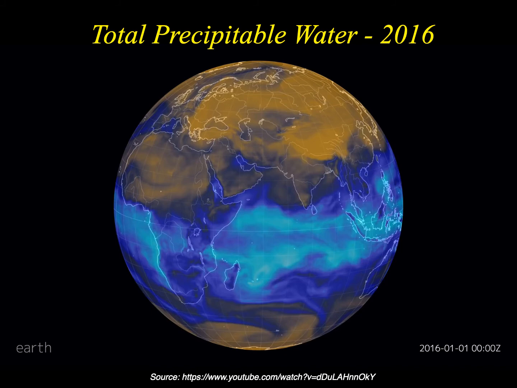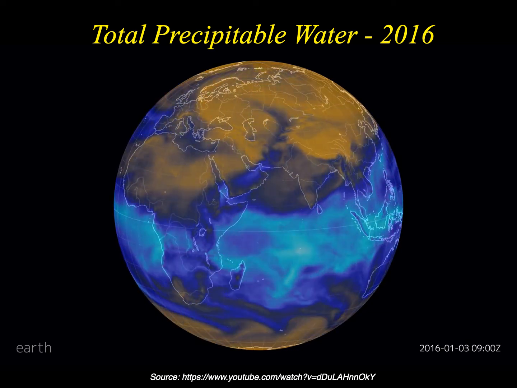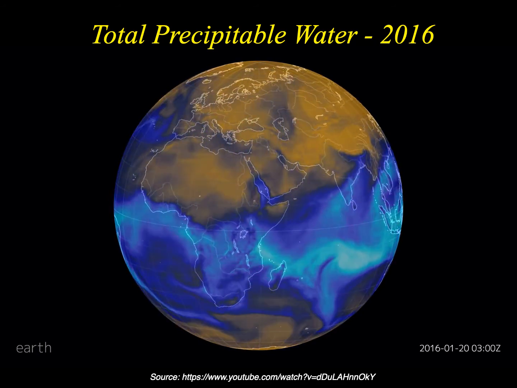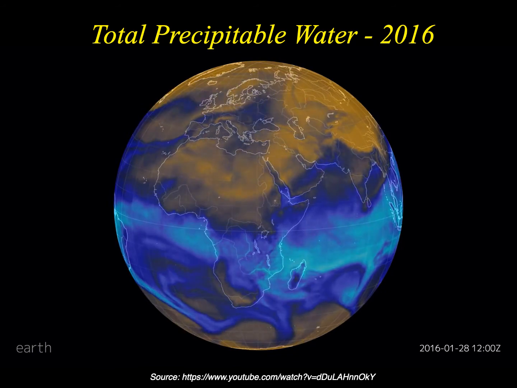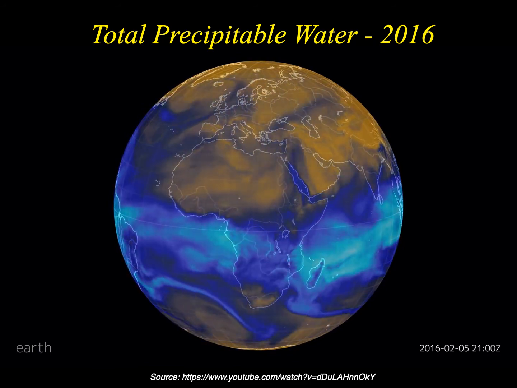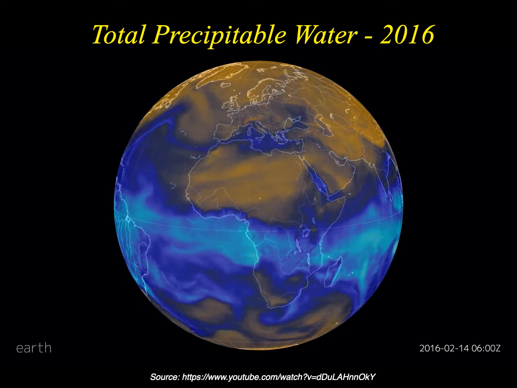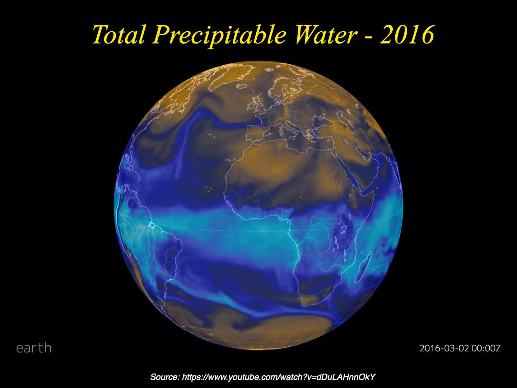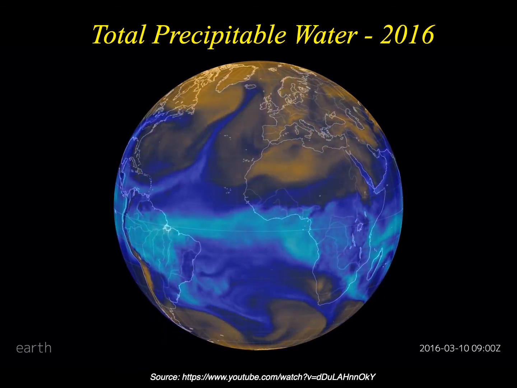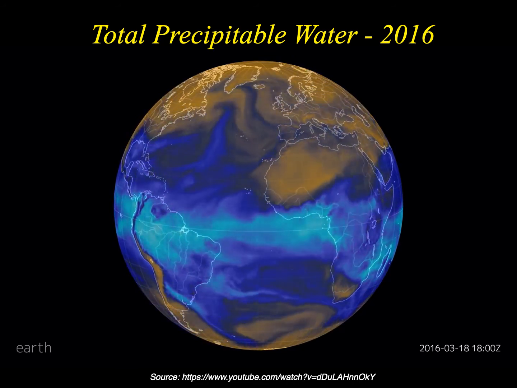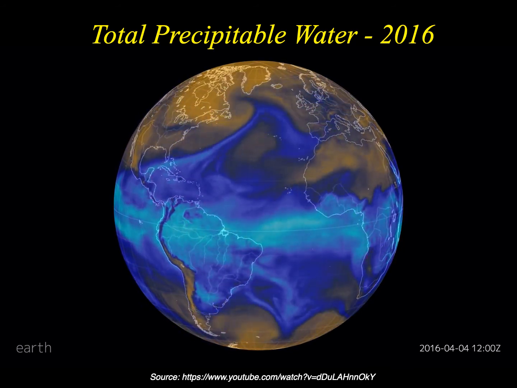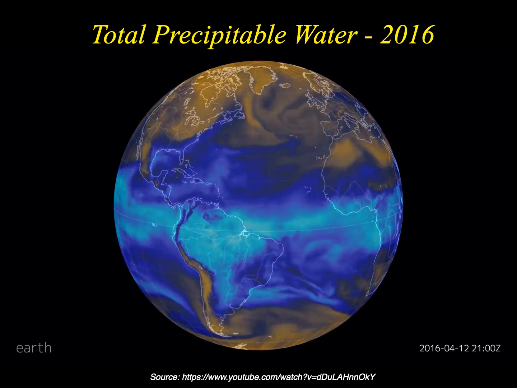Here is an animation of precipitable water for the year 2016 from the Aqua satellite. Notice the swirling masses of moisture. So we're either looking at mid-latitude cyclones or hurricanes. And of course, notice that the moisture is highest near the equator and decreases with latitude. Very little moisture at the North Pole and the South Pole.